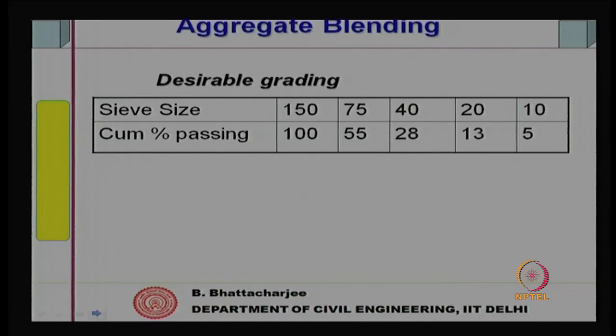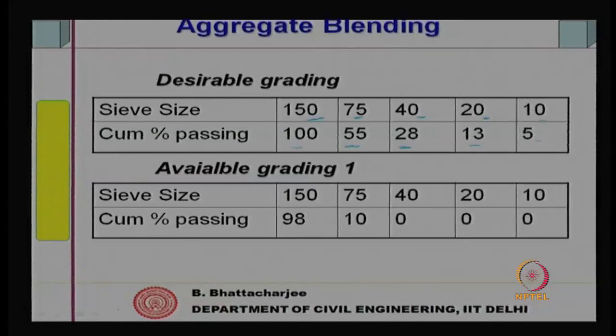Well, to get a good grading, you may have to blend aggregates. For example, you have a sieve: cumulative passing to 150 mm is 100%, to 75 is 55%, to 40 mm is 20, 20 mm is 13 and 10 mm is 5. Let us say this is the available grading, and this is my desirable grading. Just as an example, how do you do blending? I want 100% to pass the 150 mm sieve, 55% to pass the 75 mm sieve, 28% to pass the 40 mm sieve, and so on.